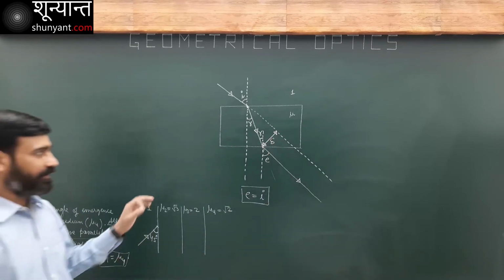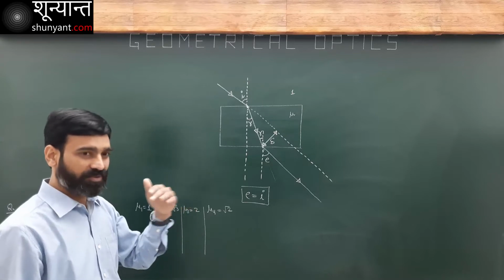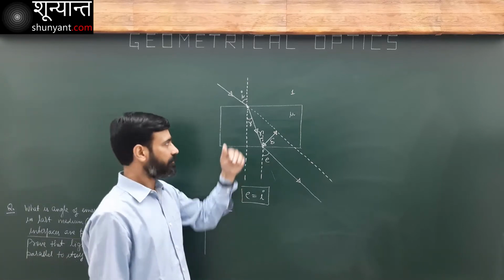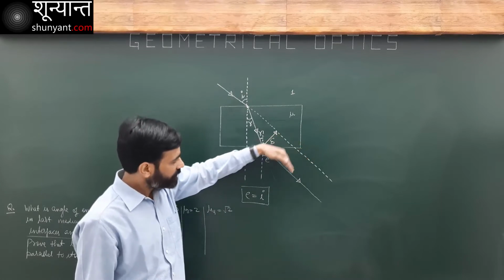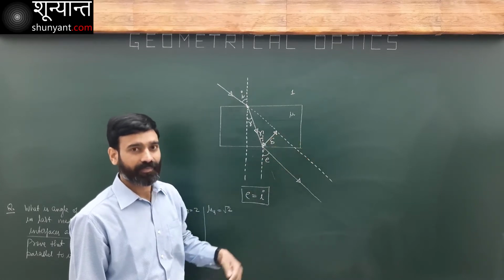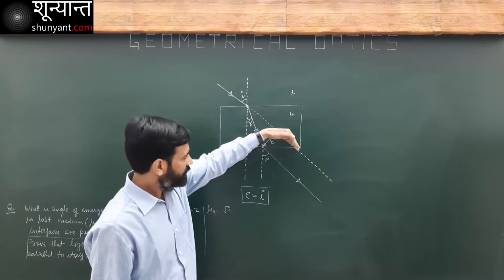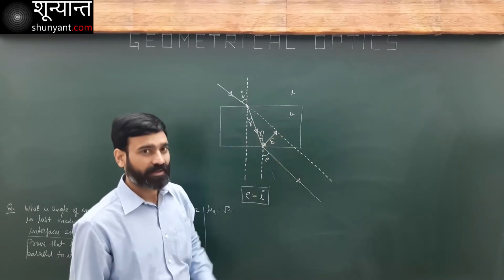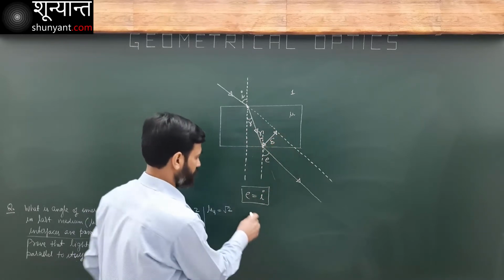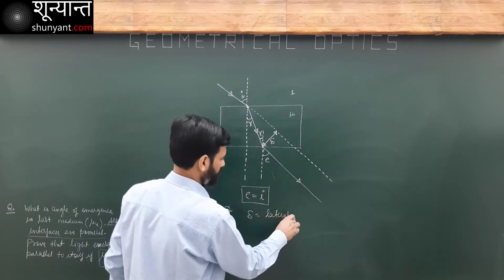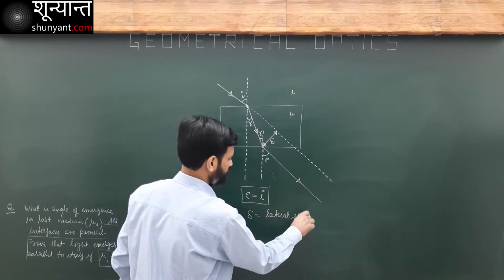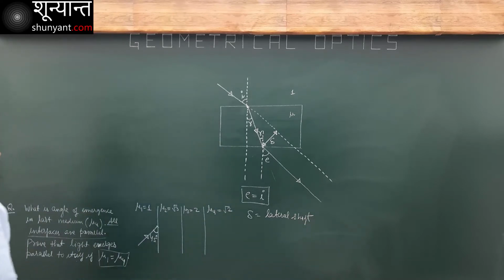What will be delta? Okay, so what will be deviation? Deviation will be 0. There is no deviation. The direction remains the same. Only it is somewhat shifted from its path. This is known as lateral shift. Okay?